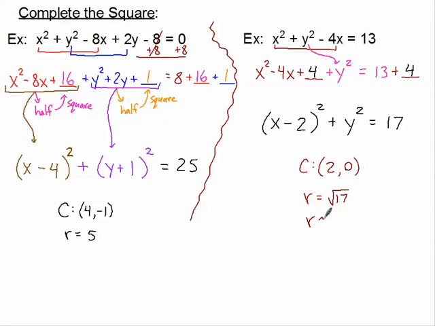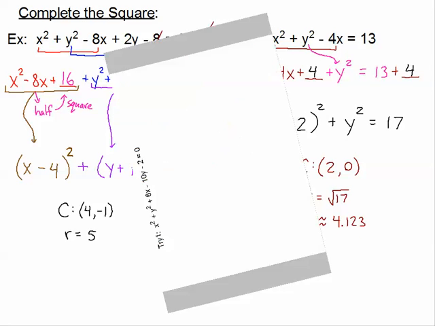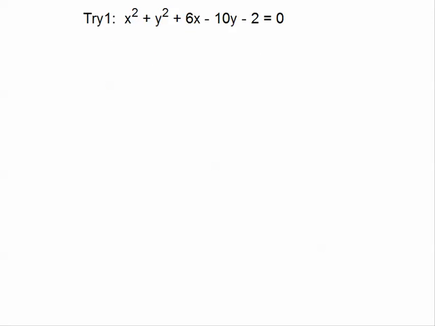But if I want to approximate what the square root of 17 is, I know that that's a little bit more than 4, and if I use my calculator to estimate it, it's about 4.123. So if I'm going to be graphing this, I'd go just a little bit more than 4 for my radius. It's just a sketch. So those are two examples of going into standard form from general form. I've got a problem for you to try yourself. If you would please push pause on your tutorial at this point and try to put this general form into standard form. Push pause now.